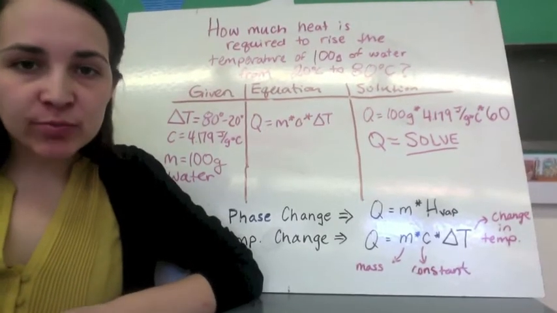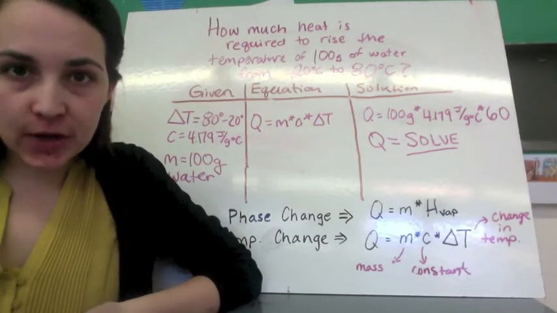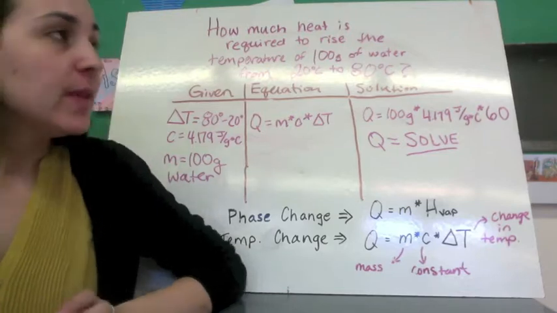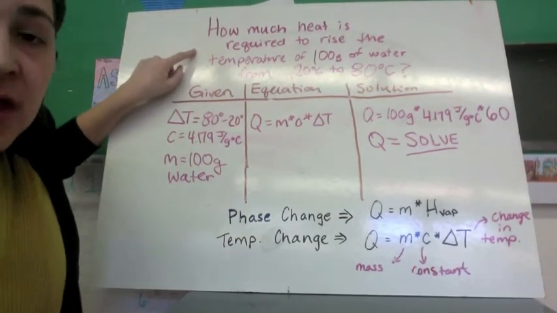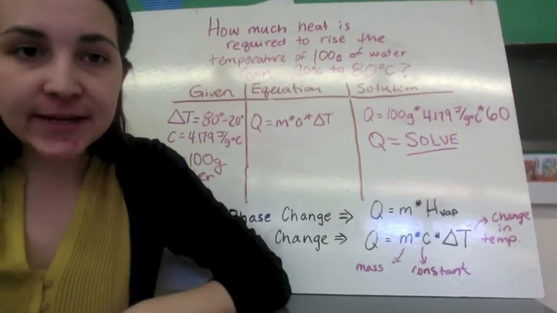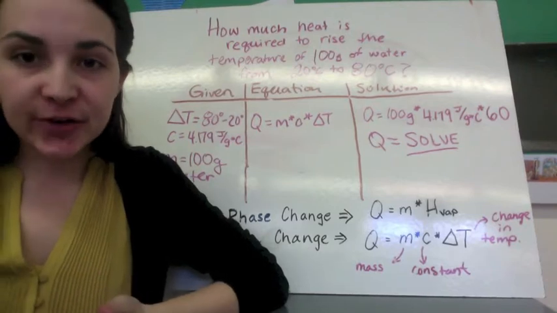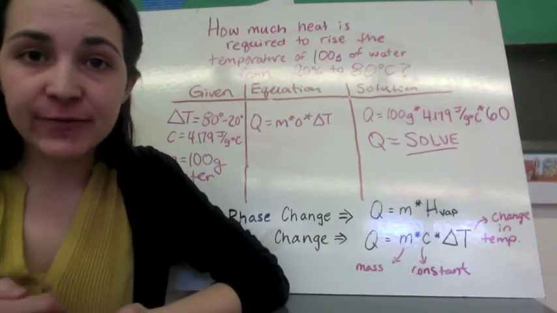All right, so here's our practice problem. This practice problem is the one that is written on the board. So this would be how much heat is required to raise the temperature of 100 grams of water from 20 degrees Celsius to 80 degrees Celsius. So we're going to set this problem up in a very specific way.